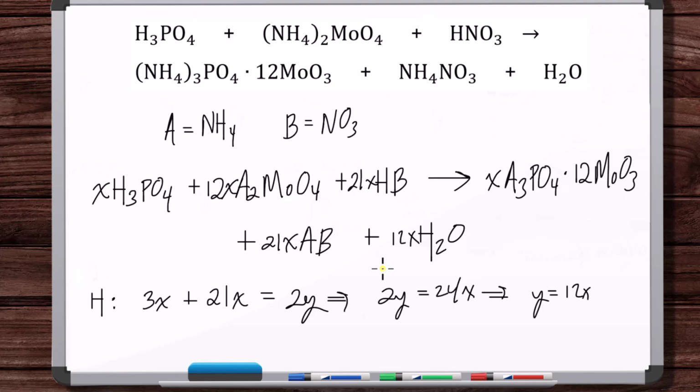So we're going to choose x to be equal to 1, for the simplest whole number coefficients. So, okay, there you go. This is going to be 12. This is going to be 21. This is 1. This is 21. And this is 12. And that's the balanced equation.